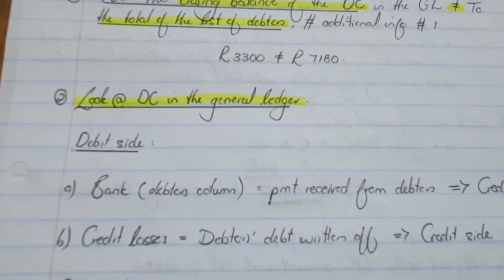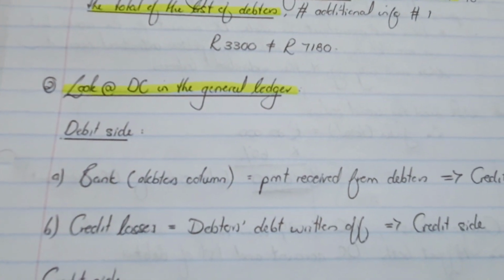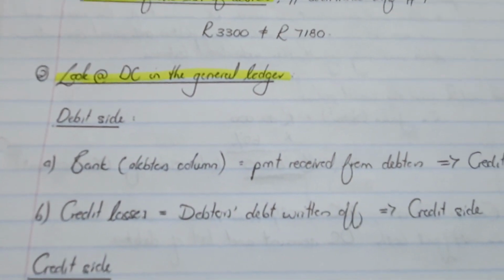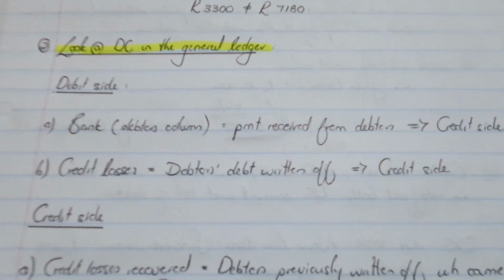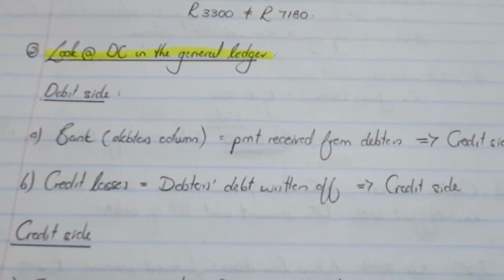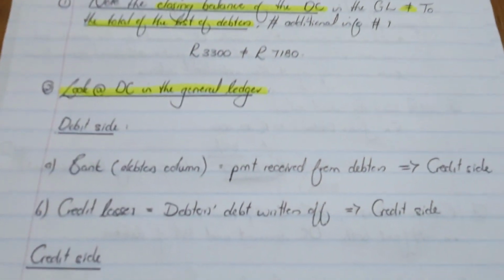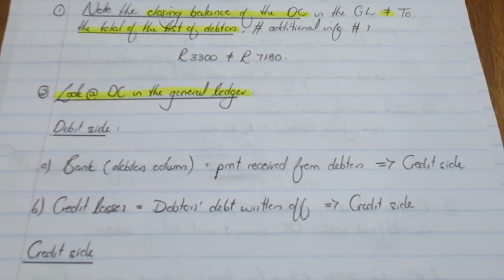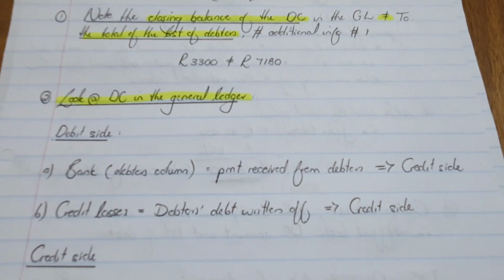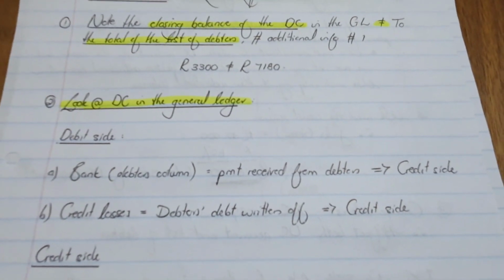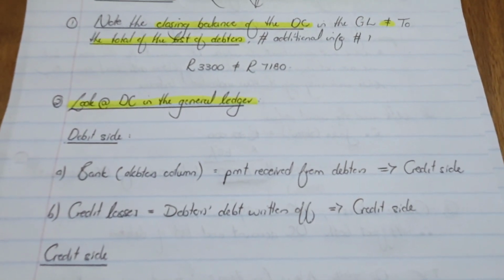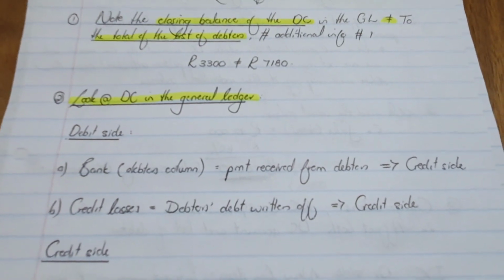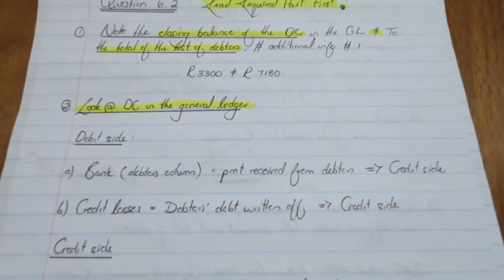If we look at the debtors control account in the general ledger, on the debit side specifically, we will see, for example, that the bank account, with regards to the debit column, reflects the payment received from debtors. That should be on the credit side. When we have credit losses, it means that debtors' accounts have been written off. They are not owing us anymore. That should also belong to the credit side.